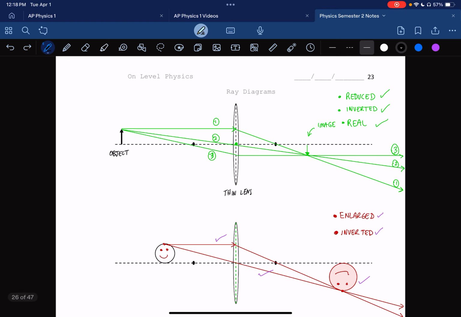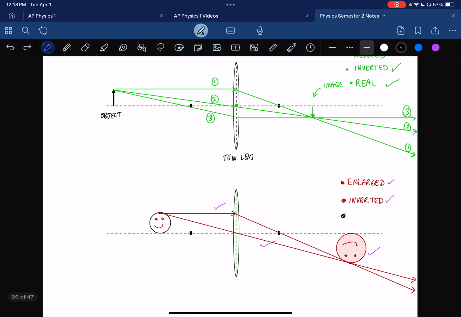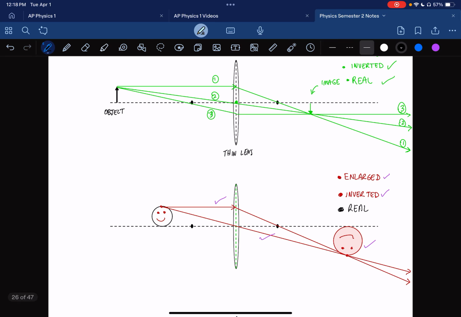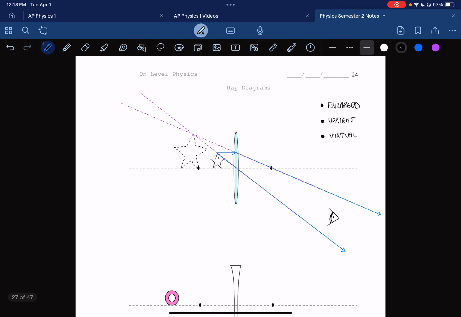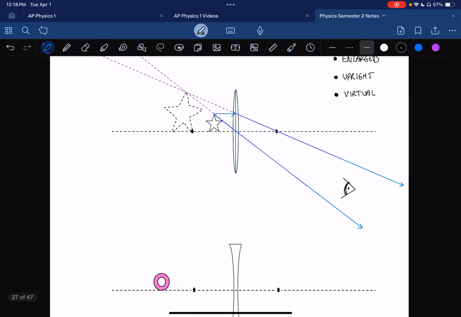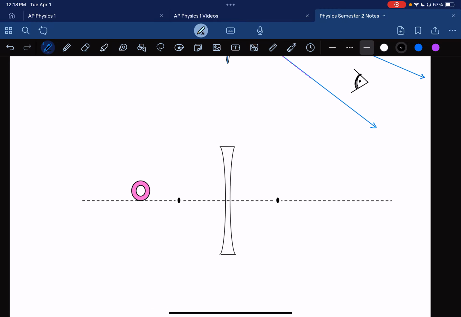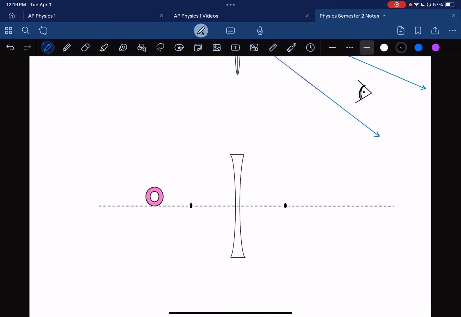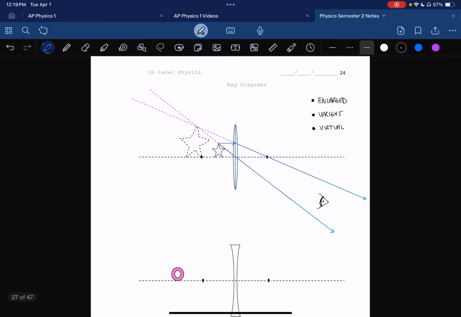Cool. And I realized that we forgot to say this is a real image over here, but I probably won't ask you for that on a quiz, but maybe a test. Okay. And I'll stop here. This is for on level, so yeah, I would say this is called a diverging lens. I could show you this in class if you really want to see how that one works. I'll keep this video short.